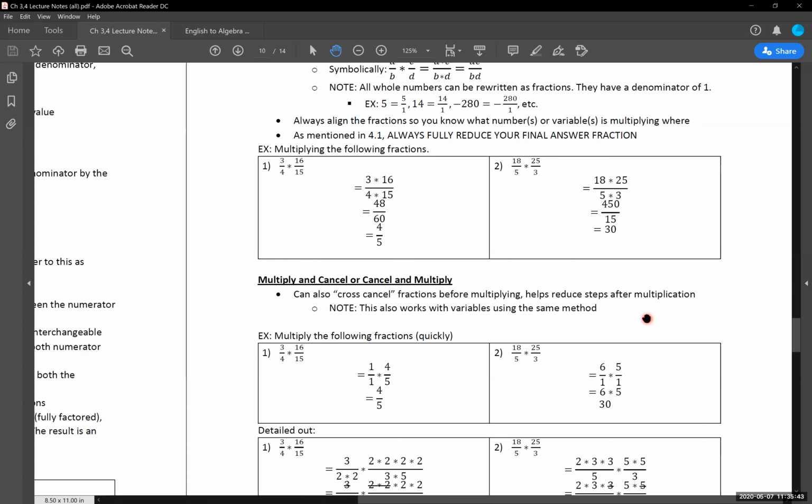Essentially, we are doing the cancellation process that we would be doing in our first two examples and our last step at the very beginning of the problem. This also works with variables using the exact same method. So the examples here only are given with numbers. It will absolutely work with variables as well. So I'm going to jump on over to our whiteboard and we'll go through these exact same problems, just showing how we can use this cross-canceling method.